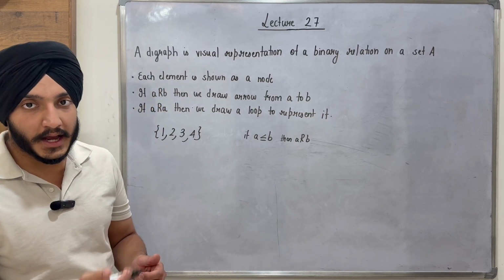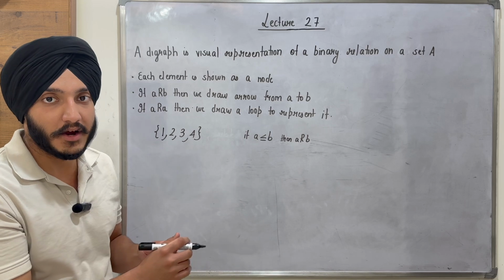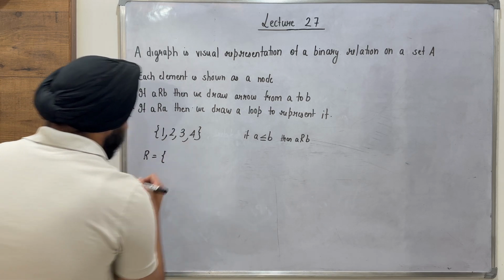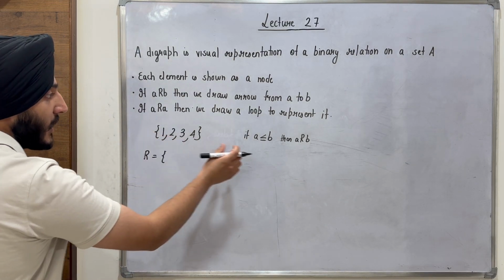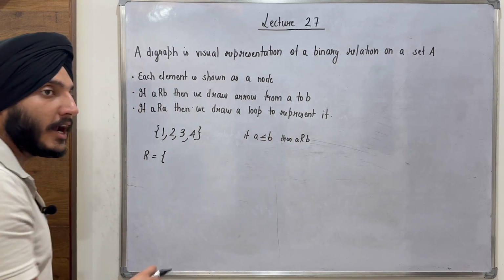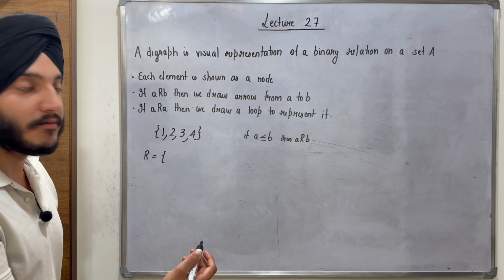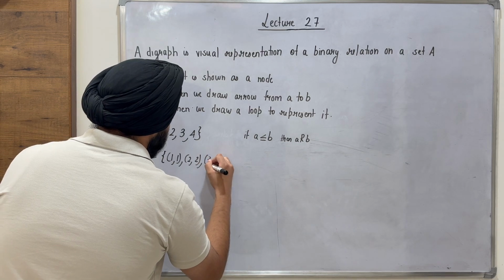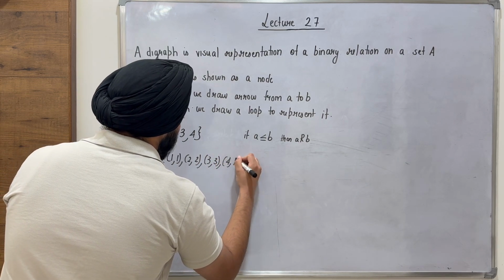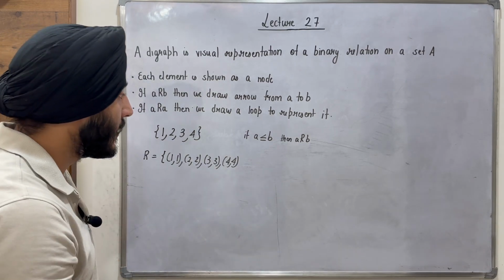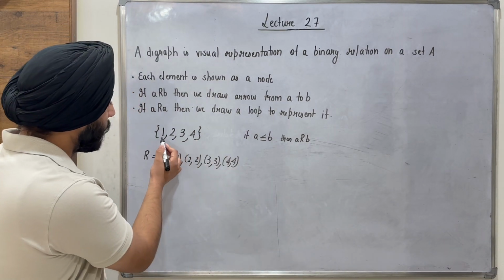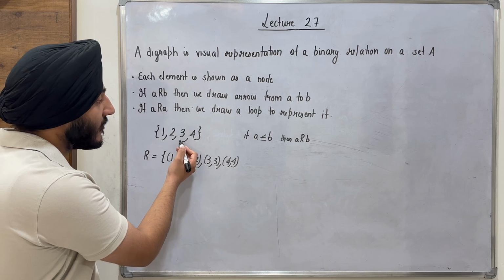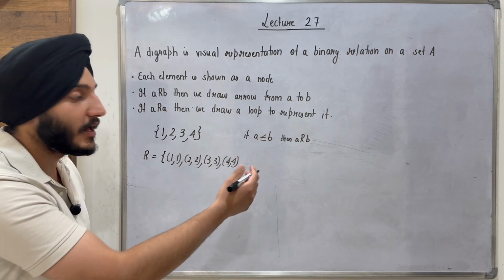Now, before I draw the diagram, I need to first figure out all the relations that I can find. So let's try to understand what is going to be the set of relations. If A is less than or equal to B, that means every element is going to be related to itself. So I can say 1 comma 1, 2 comma 2, 3 comma 3, and 4 comma 4. Just a very basic thing to understand. Second thing is I can say 1 is related to 2, 3, 4, 2 is related to 2, 3, and 4, and 3 is related to 4. 4 is not related to any other element other than itself.